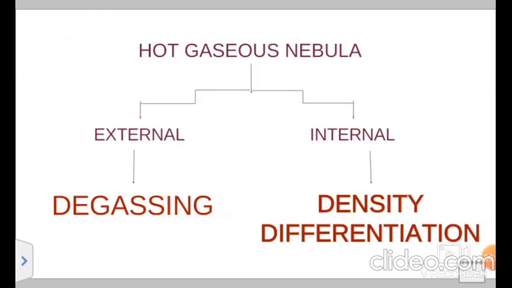This hot gaseous nebula underwent two significant processes, that is degassing and density differentiation. The main difference between these two is that degassing is an external process which takes place while interacting with the atmosphere. On the other hand, density differentiation is an internal process which takes place within Earth's interior. However, these two processes perform their functions simultaneously. That is, when degassing is taking place externally, density differentiation performs its functions internally, within the Earth.